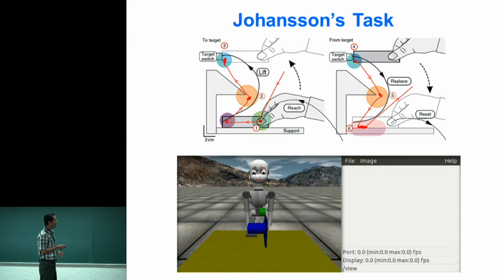A person called Johansson performed psychophysical experiments with humans, and they have to do this very simple experiment where they grasp this bar and they move the bar to this target switch, avoiding this obstacle, right? So it's very simple for us. Of course they were in a laboratory, and they had to fix the head of the subjects so that they can measure just the movement of the eye and the hand.